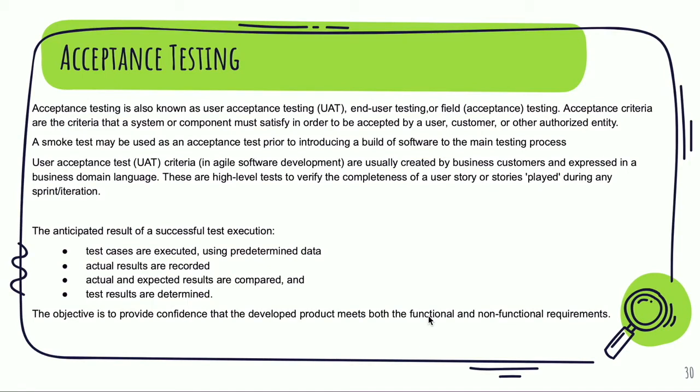Depending upon the test cases executed, all the test cases for that particular user story are determined. And if there is any lag, we conclude whether we are good to push the application to the production environment or not. Based on those results, the final decision is taken. The objective is to provide confidence that the developed product meets both the functional and non-functional requirements. This is one of the key objectives of acceptance testing.